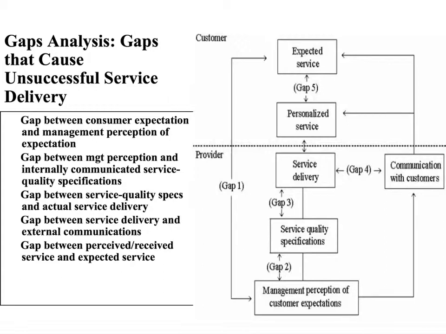The gap between consumer expectations and management's perception of those expectations, that's gap 1. Gap 2, between management's perception and the internally communicated specifications, how well management articulates their expectations. Gap 3, between the service quality specs, or the articulation, and the actual service delivery. Gap 4, that's off to the far right-hand side, between the service delivery and communications with the customers. And then finally, gap 5, between what customers expect and what they actually receive, or, as you can see here, think they receive.